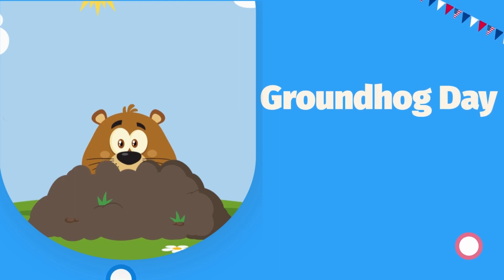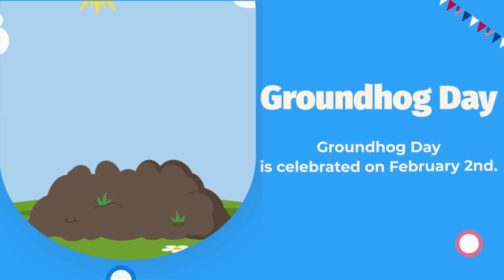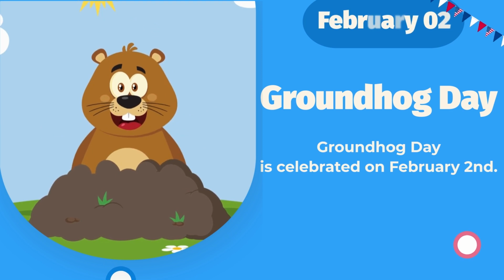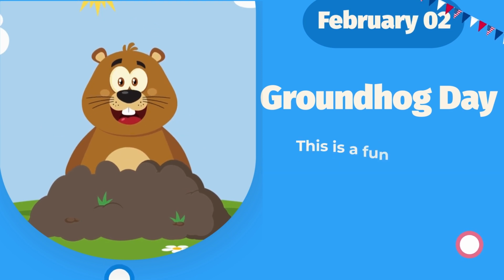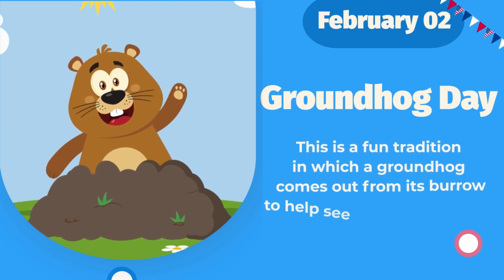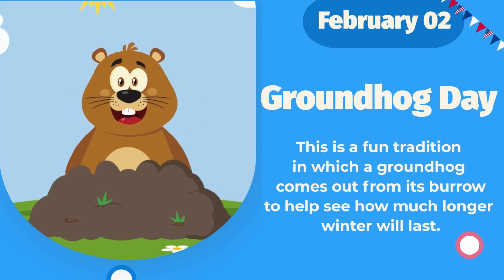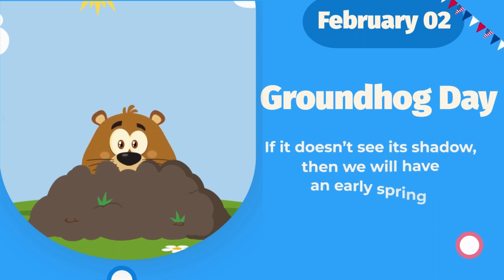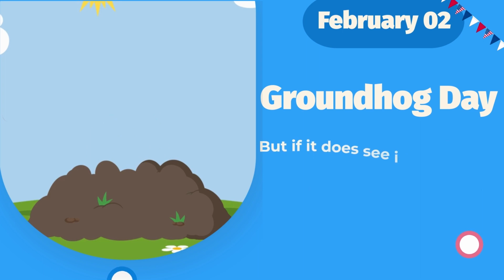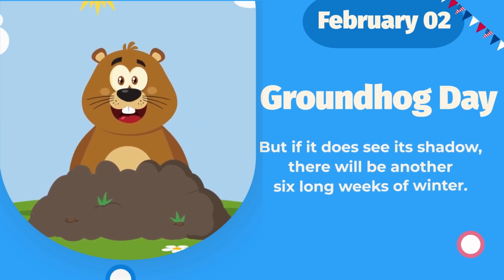Groundhog Day. Groundhog Day is celebrated on February 2nd. This is a fun tradition in which a groundhog comes out from its burrow to help see how much longer winter will last. If it doesn't see its shadow, then we will have an early spring. But if it does see its shadow, there will be another 6 long weeks of winter.